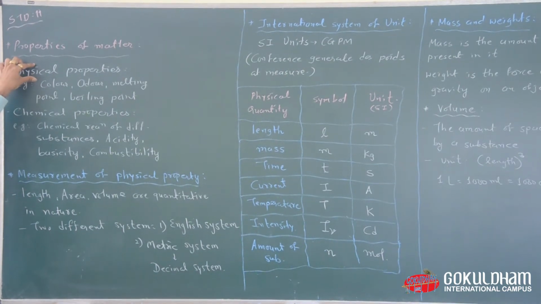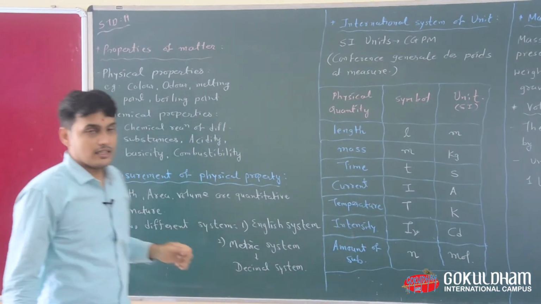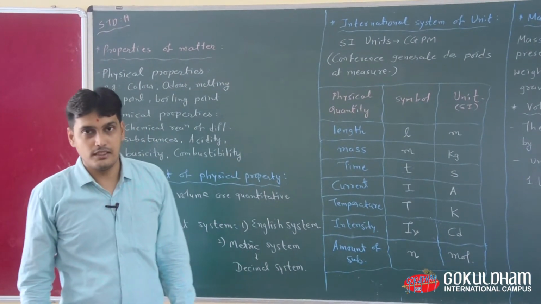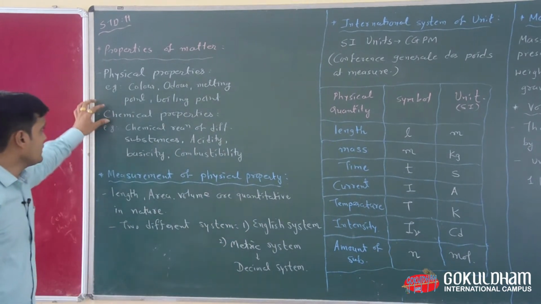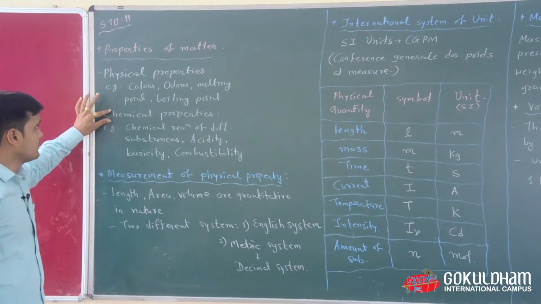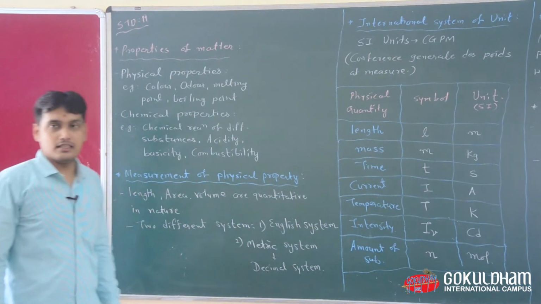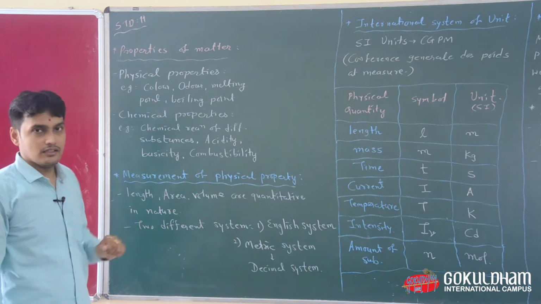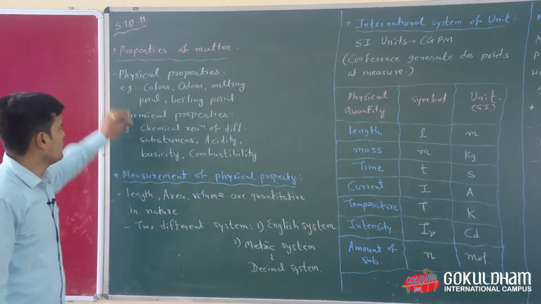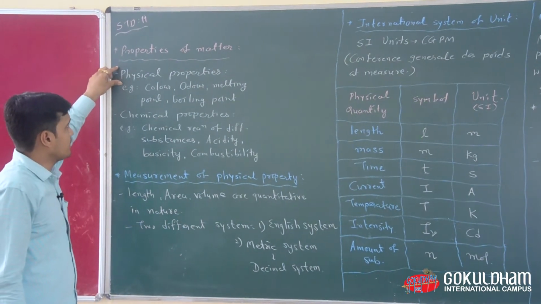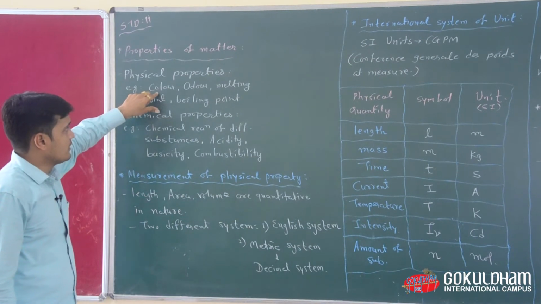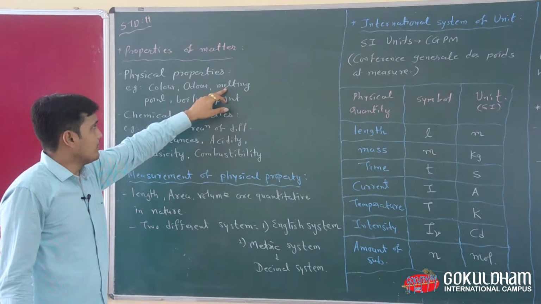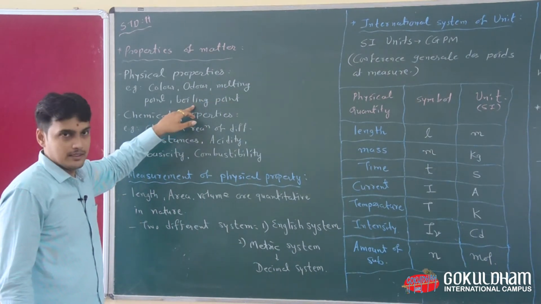In physical properties, you do not require any chemical reaction to occur, but in chemical properties you have to apply a chemical reaction, and after the chemical reaction these chemical properties will occur. Examples of physical properties are color, odor, meaning smell, melting point, and boiling point.